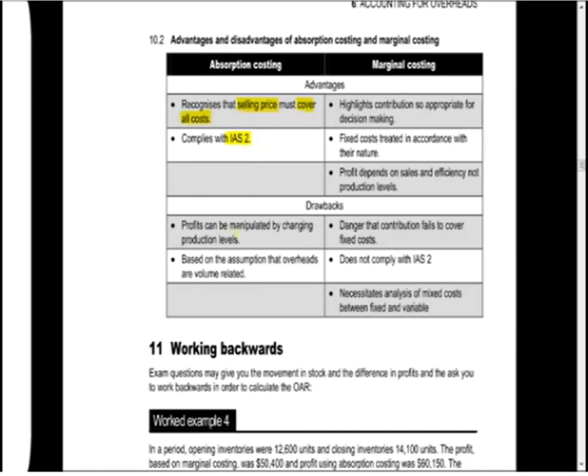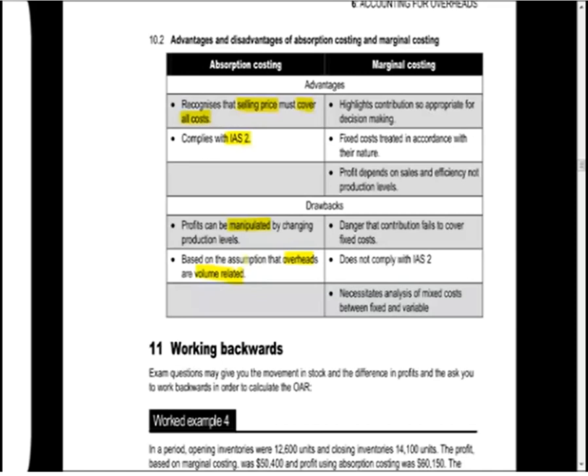The problems with absorption costing are that potentially profits could be manipulated by changing production levels. So you could increase your profits in a period by increasing your closing inventory because then you would carry forward more fixed overheads. It also assumes that overheads are volume related, and in reality, although they might be in some way volume related, if production wasn't very high, you wouldn't need a very big factory. In reality, they're not directly related.